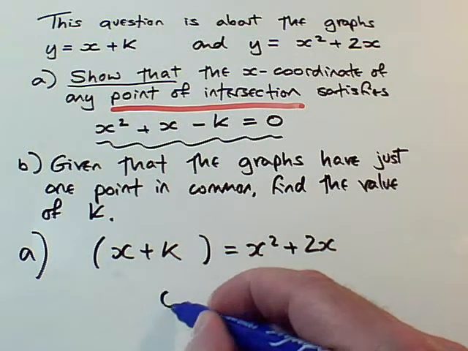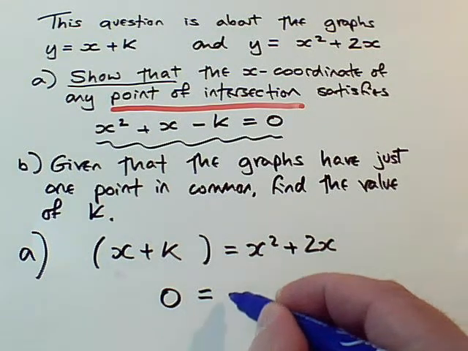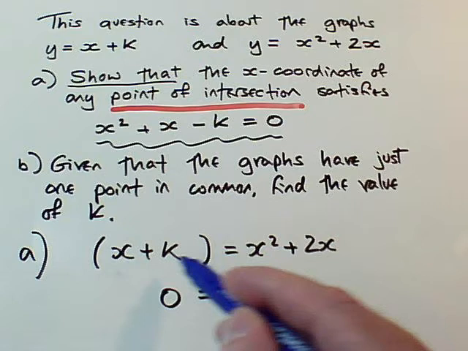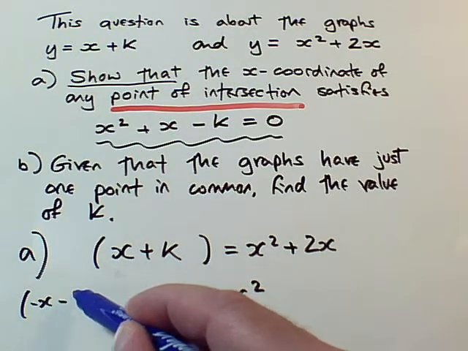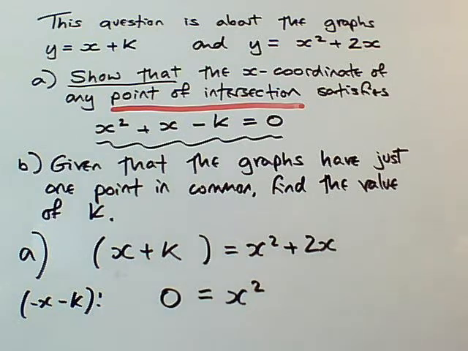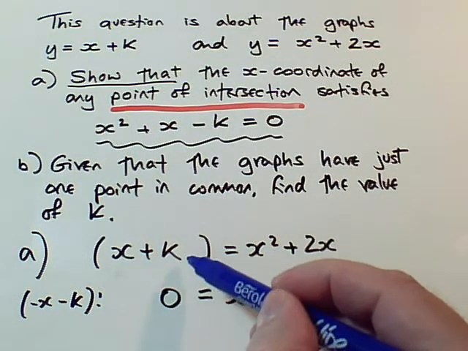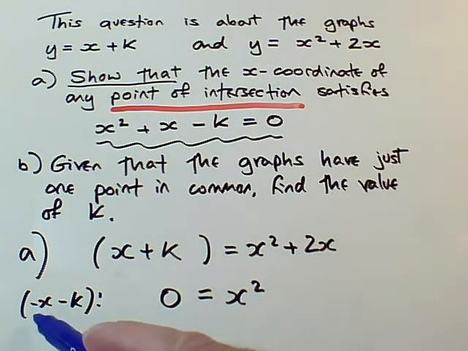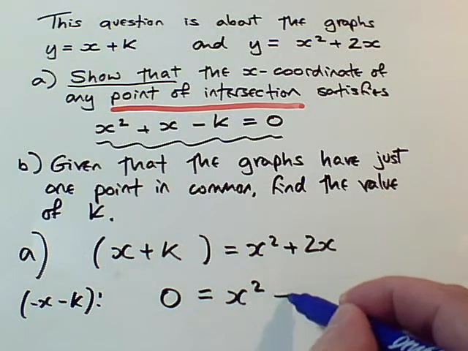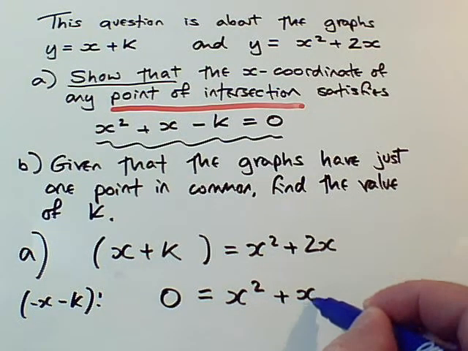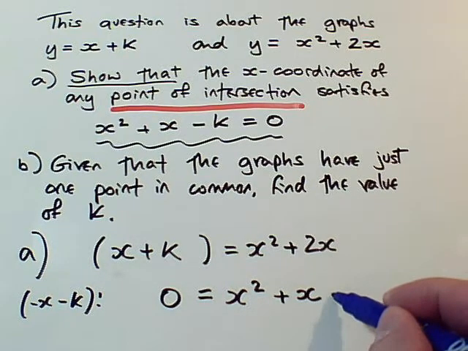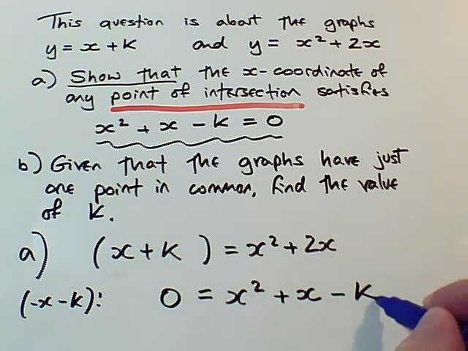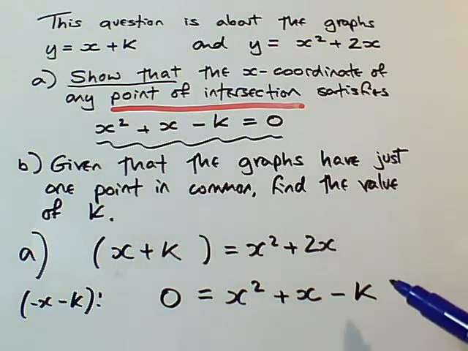I'm going to get my 0 on this side. I'm going to have an x squared. What am I doing to both sides? I'm getting rid of x and I'm getting rid of k. I'm subtracting them both. So that's why x plus k turns into 0. I'm subtracting an x. I had 2x before, so now I've just got 1x. And I had no constant, but I'm taking away k, so I'm going to end up with minus k. So that's what simultaneous equation leads to.